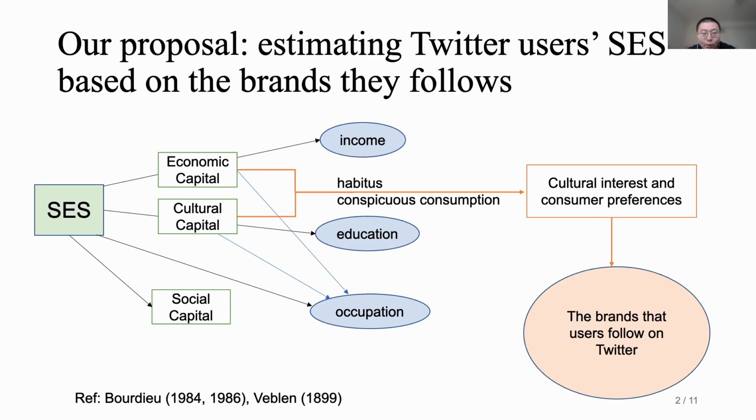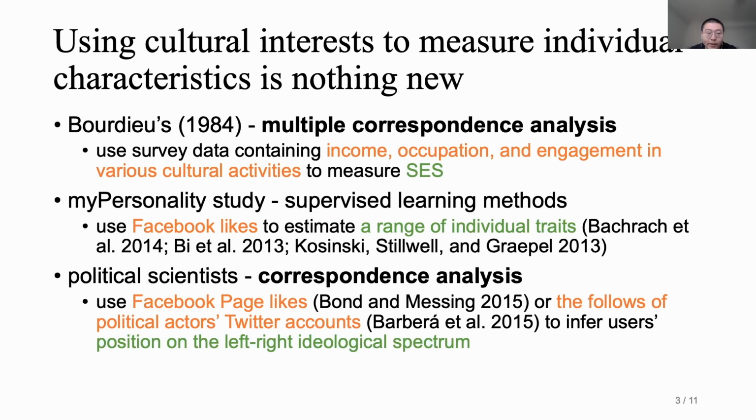Even if we don't know which brand represents higher economic and cultural capital, we can cluster users who tend to follow similar brands and project them on a line, which will serve as our SES scale. You can also think of this pathway in terms of homophily, where users of similar socioeconomic status tend to follow similar brands. Actually, using cultural interest to measure individual characteristics is nothing new.